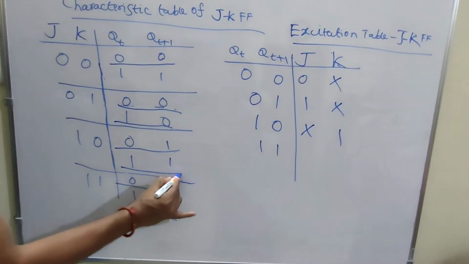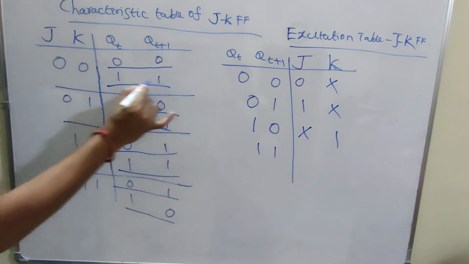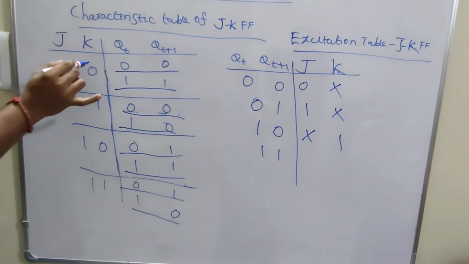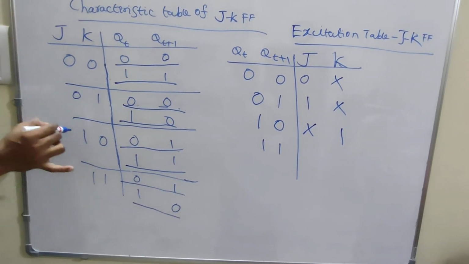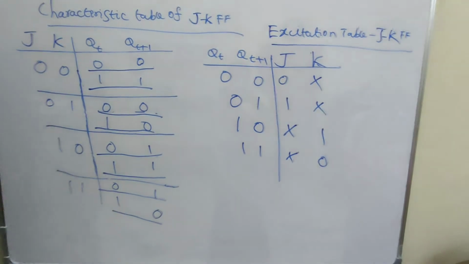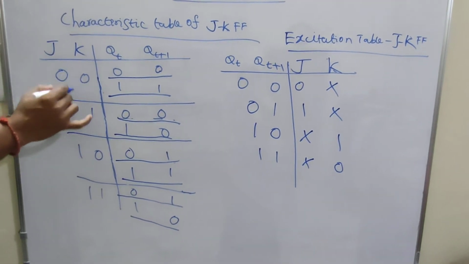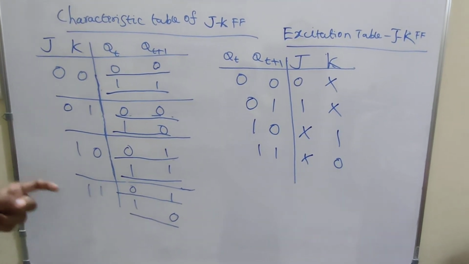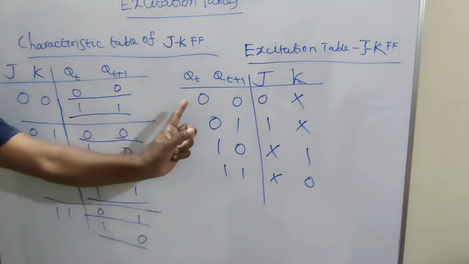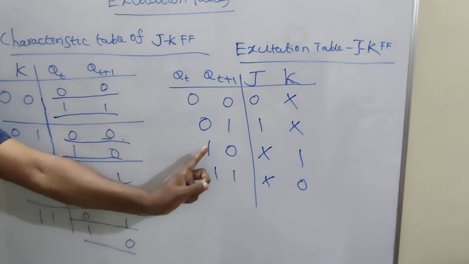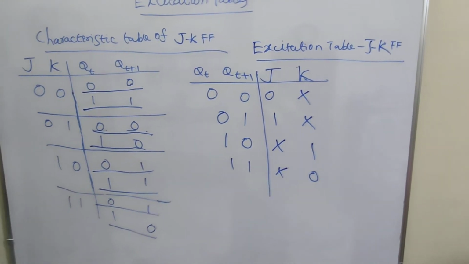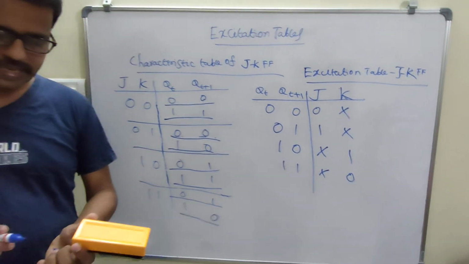What about 1, 1? 1, 1 is coming here, 1, 1 and then 1, 1 here. So J is changing, K is the same, that is 0 in both the cases. J is changing, so I am putting X, and because K is not changing, because K is 0 in both the cases. Okay, so this is the excitation table for JK flip-flop: 0, 0 gives 0X; 0, 1 gives 1X; 1, 0 gives X1; 1, 1 gives X0. Okay, this is the excitation table of a JK flip-flop.